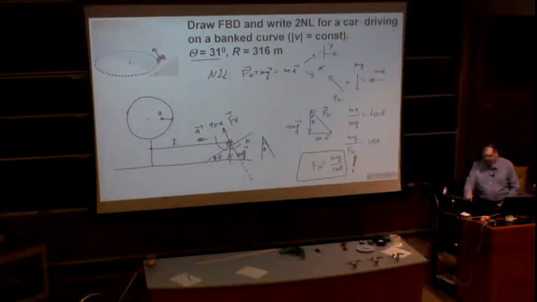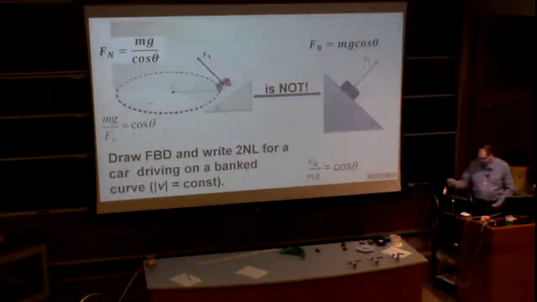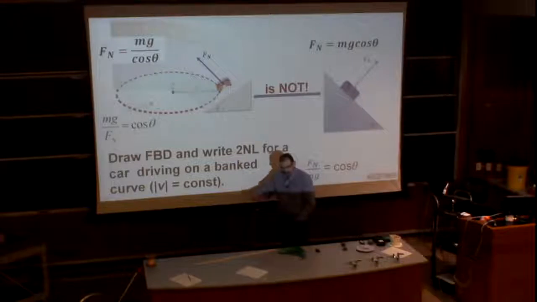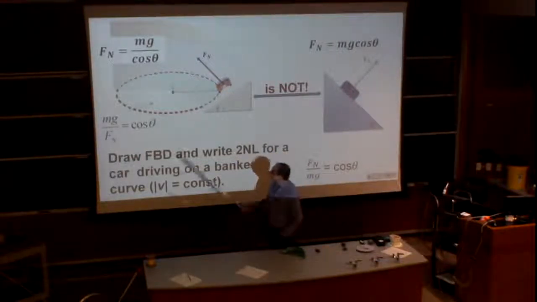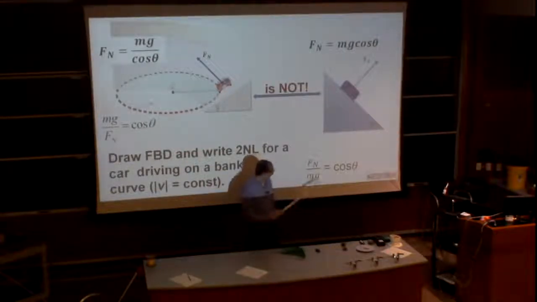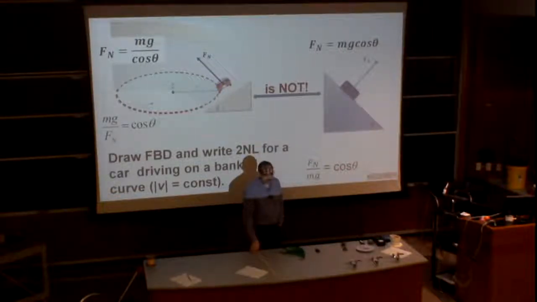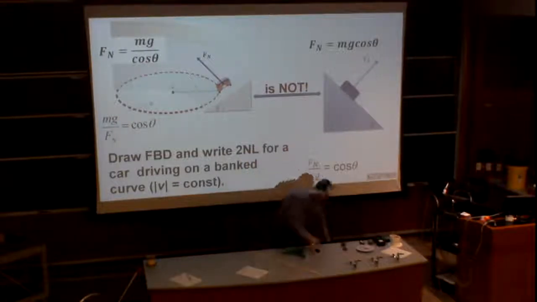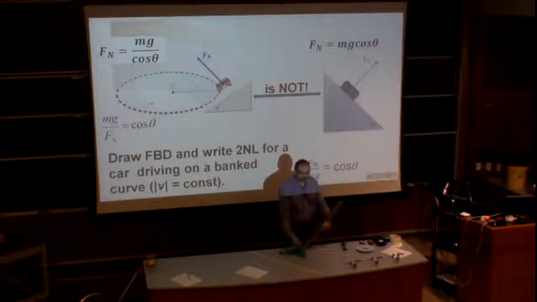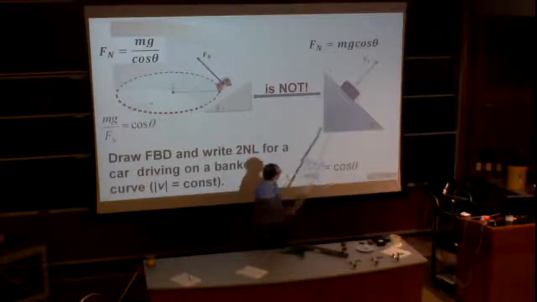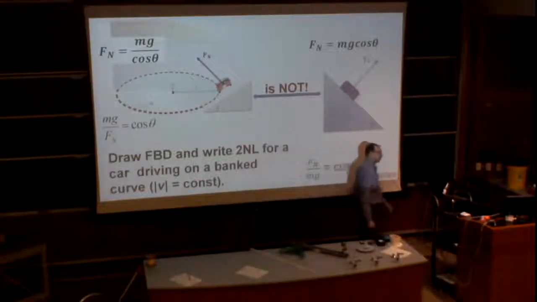It's very important to remember that the expression for the normal force acting on a car making a circular motion on a banked track is not the same as the expression for the normal force of that car on the inclined plane. People make that mistake. This is how we used to write the normal force for a car or anything sliding down a ramp. But sliding down and making a turn are two different physical processes. And that's why they require different expressions for the normal force.